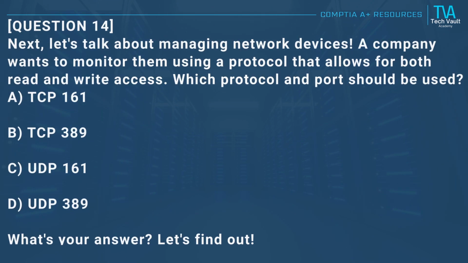Next, let's talk about managing network devices. A company wants to monitor them using a protocol that allows for both read and write access. Which protocol and port should be used? A. TCP 161, B. TCP 389, C. UDP 161, D. UDP 389. What's your answer? Let's find out.